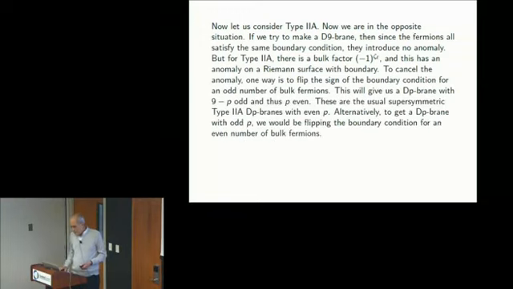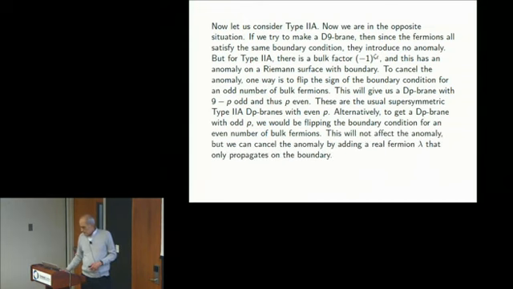But there's something else we could have done. If we want a Dp brane with odd p, then flipping the sign of 9 minus p worldsheet fermions didn't help. But we can cancel the anomaly by adding a real fermion λ that only propagates on the boundary.